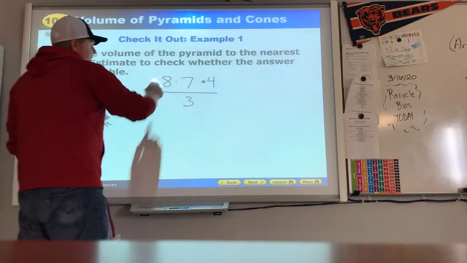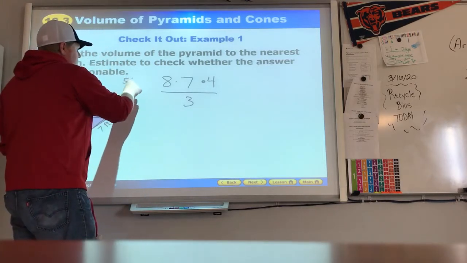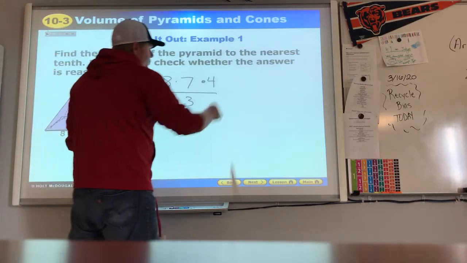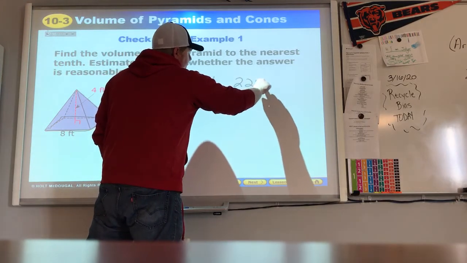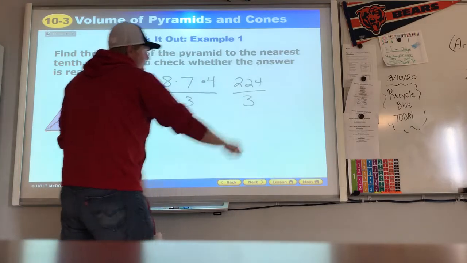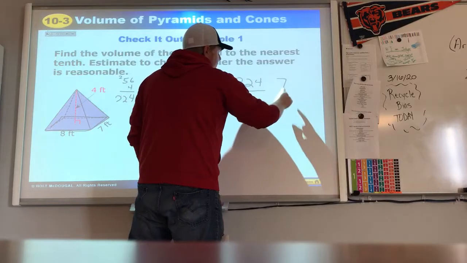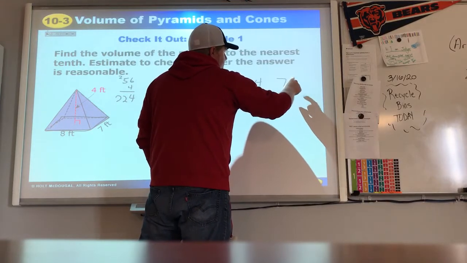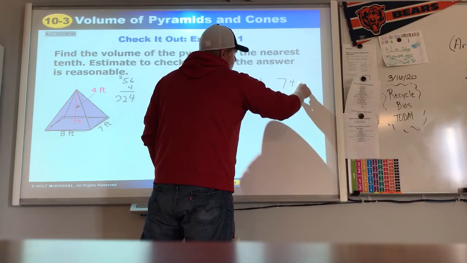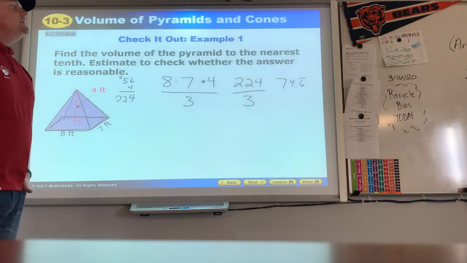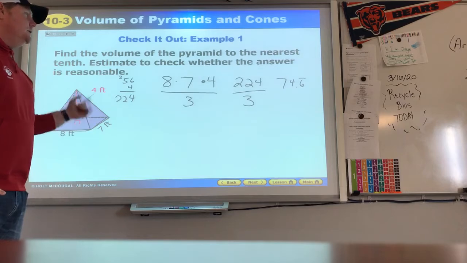8 times 7 is 56. 56 times 4 is 224. And divide that by 3. When we do that division, we get 7, and then we get 4, and then we get 6 repeating. So they're probably going to say 74.7 feet cubed.